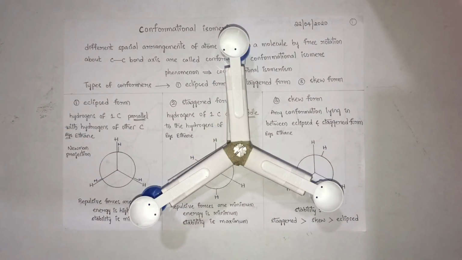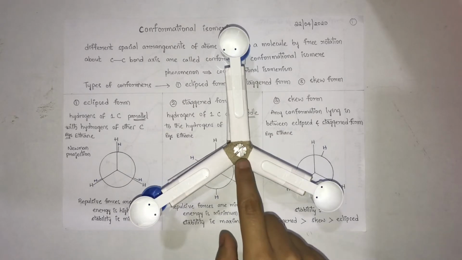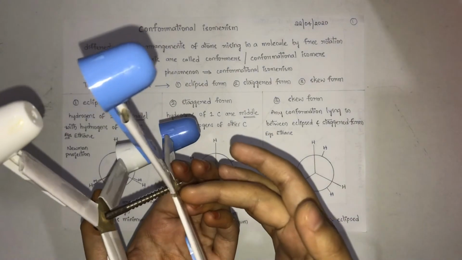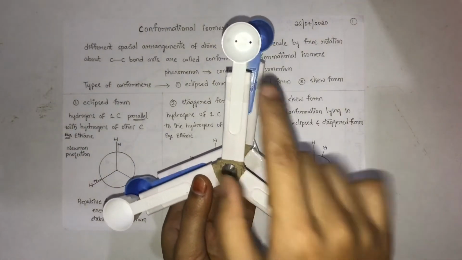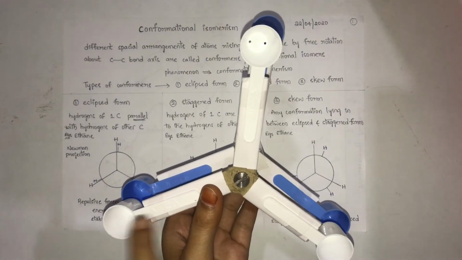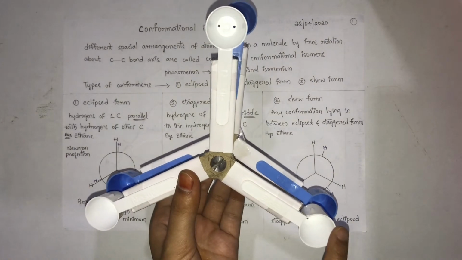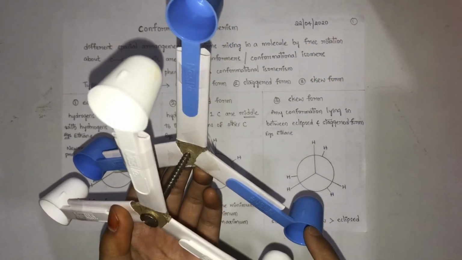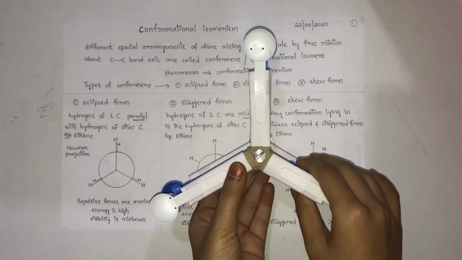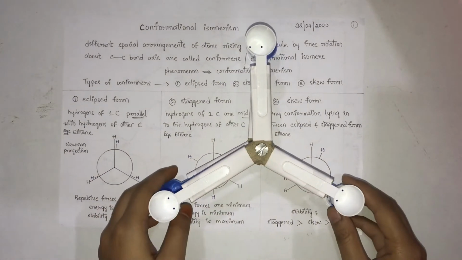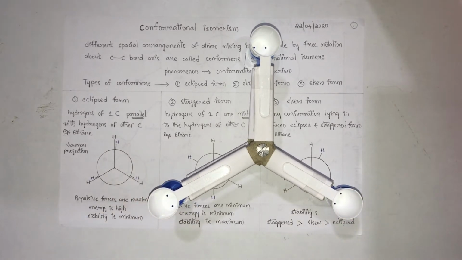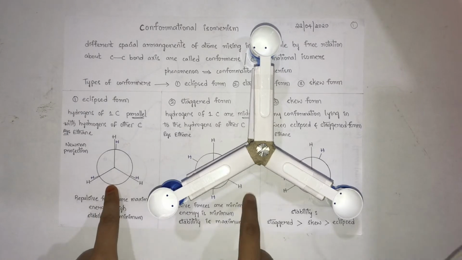Consider this as an ethane molecule where this is the first carbon, this is the second carbon, and these are the three hydrogens of the first carbon, white caps. These are the three hydrogens of the second carbon, blue caps. So now, if all the hydrogens are overlapped on each other, then this structure is called eclipsed.